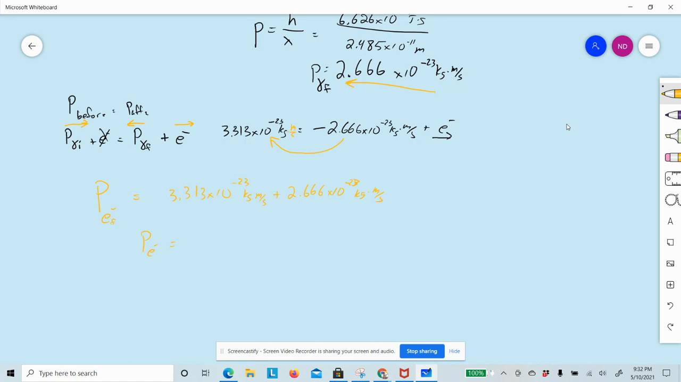So the momentum of the electron afterwards equals, we'll add those two numbers up, 3.313 times 10 to the negative 23 plus 2.666 times 10 to the negative 23 gives us 5.979 times 10 to the minus 23rd kilogram meters per second. And it is moving that way, so we'll call it positive.